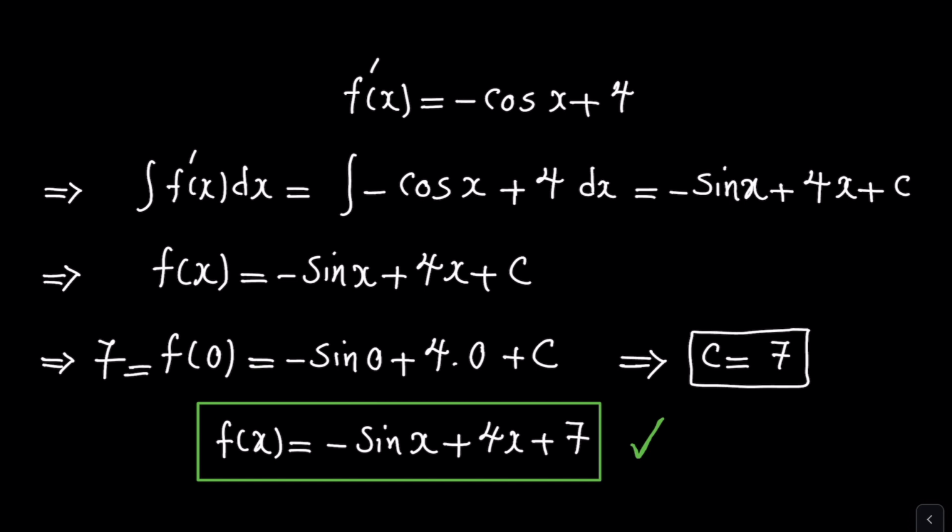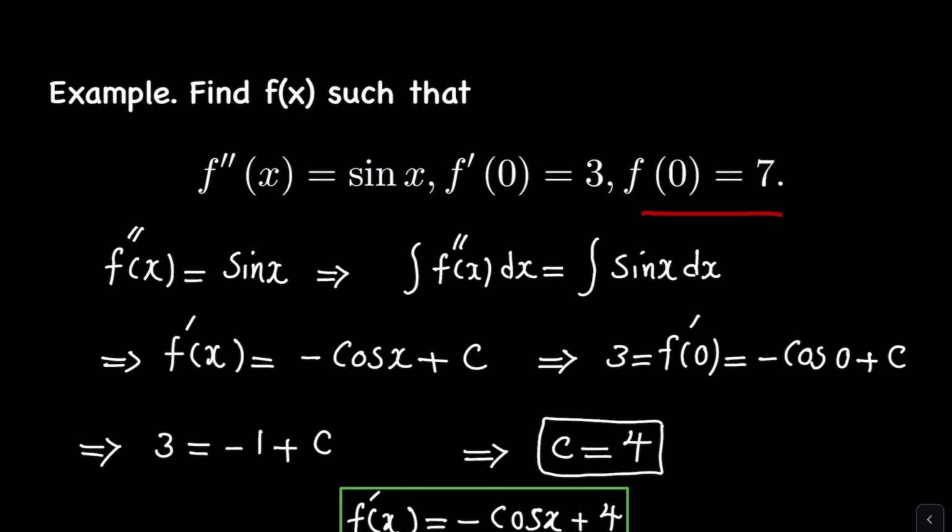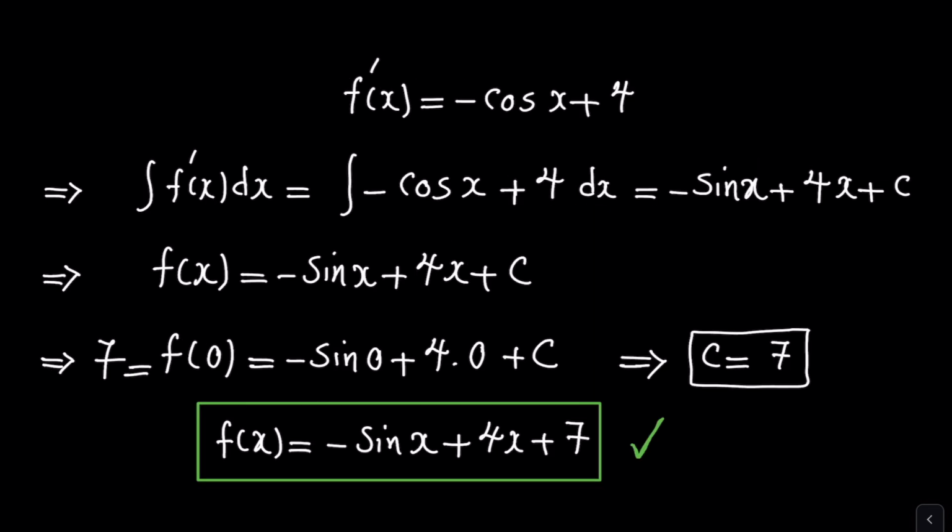So you see what we did here is that we were given the second derivative of f and we obtained f by integrating f double prime twice, and every time we got a constant of integration and used the given information to compute those constants.